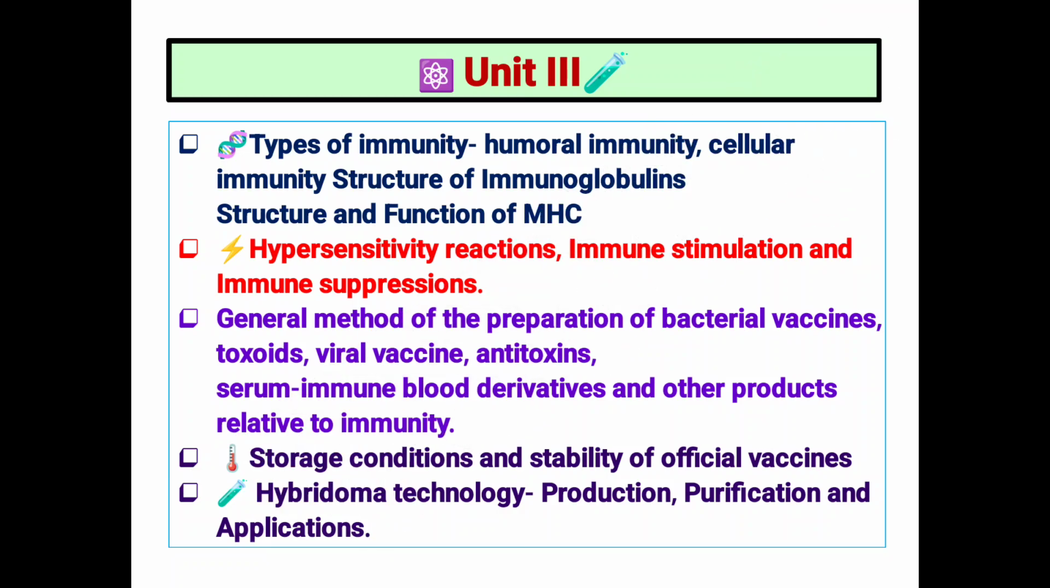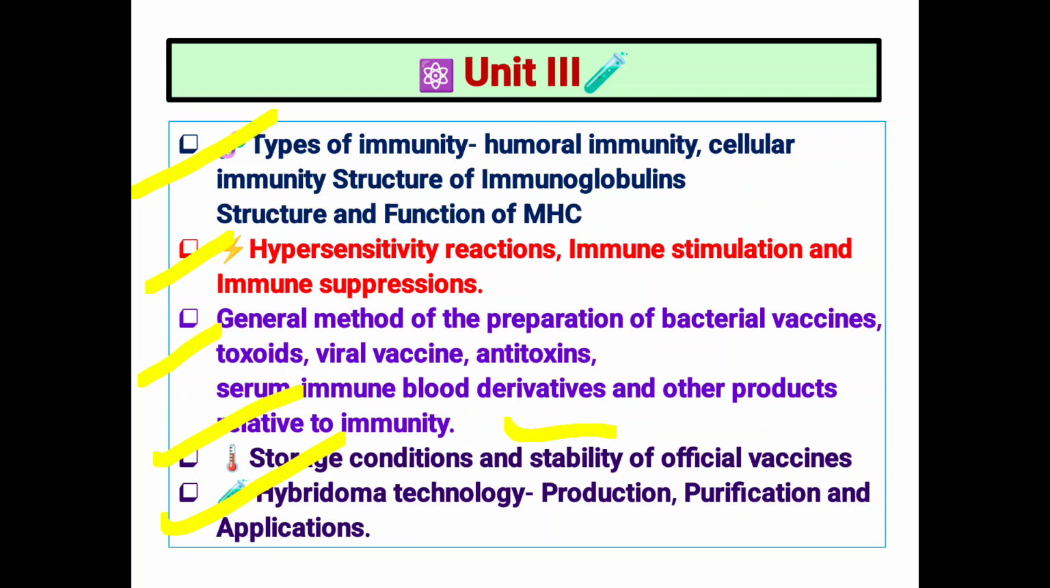So next, unit 3 syllabus, that is types of immunity. Humoral immunity, cellular immunity, structure of immunoglobulins, structure and functions of MHC, hypersensitivity reactions, immunostimulation and immunosuppression, general method of preparation of bacterial vaccines, toxoids, viral vaccines, antitoxins, serum, immunoblood derivatives and other products related to immunity, storage conditions and stability of official vaccines, hybridoma technology, production, purification and application.